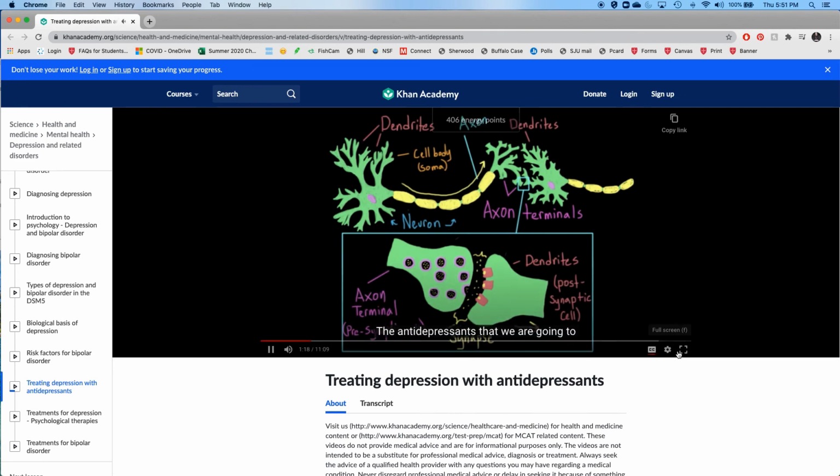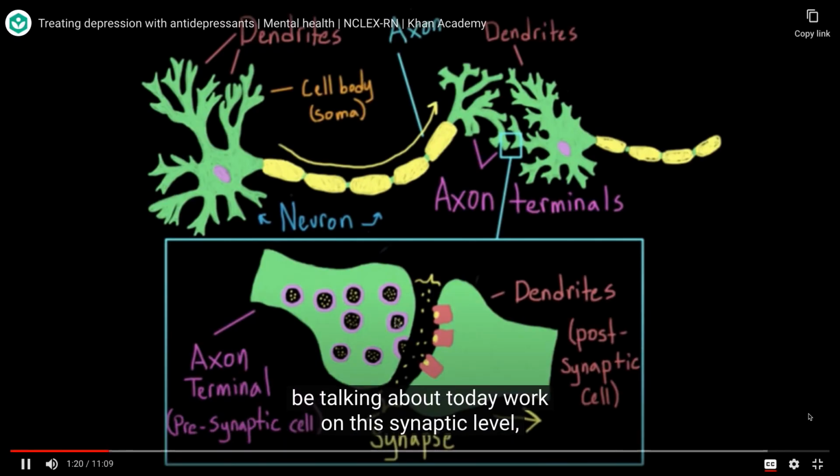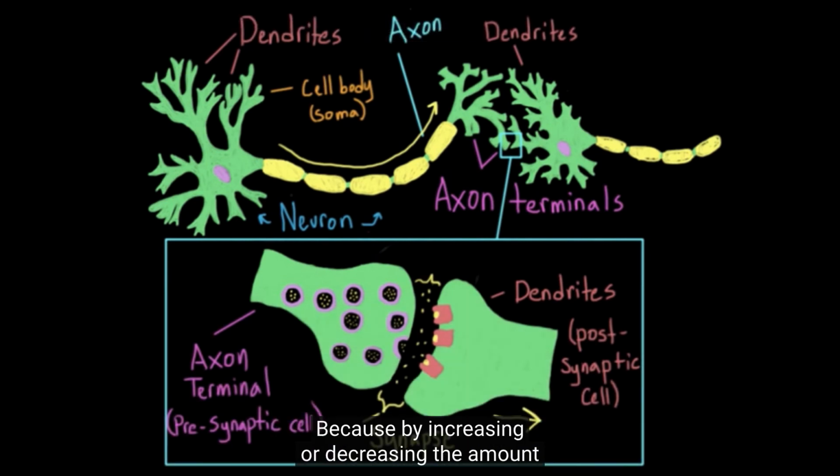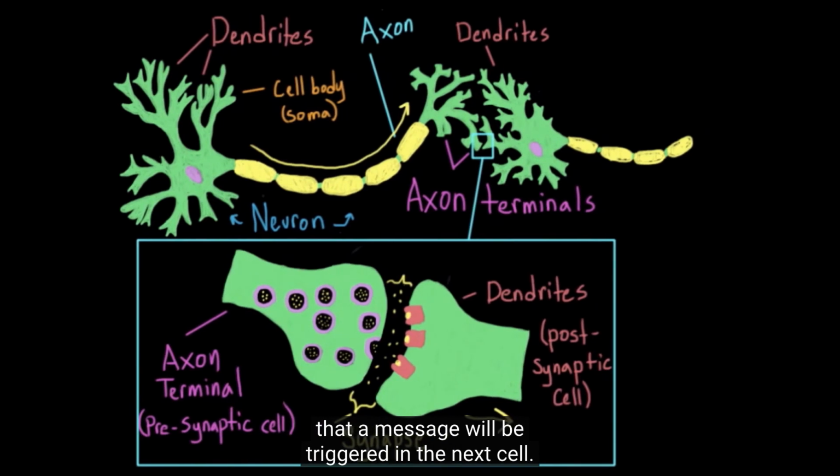And the antidepressants that we are going to be talking about today work on this synaptic level, as do many other medications. Because by increasing or decreasing the amount of available neurotransmitter in the synapse, medications can make it more or less likely that a message will be triggered in the next cell. And depression itself seems to work on this level.